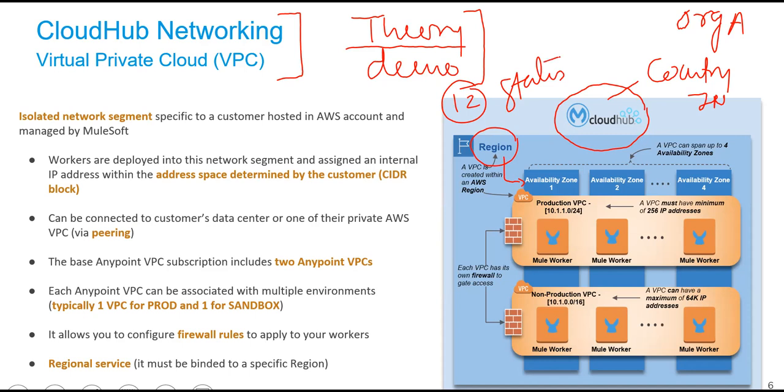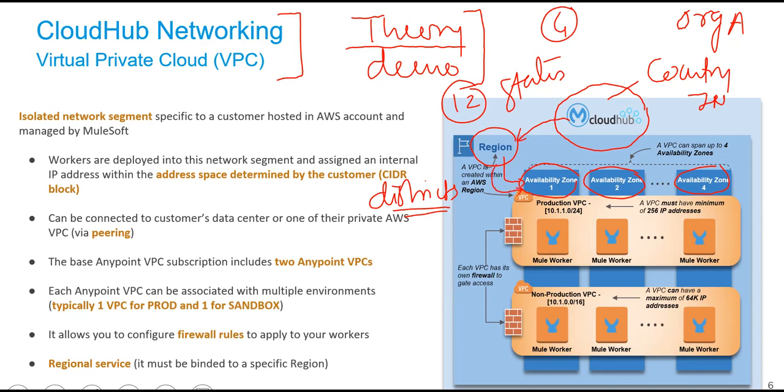Then under each region, we have availability zones. We call them AZs, availability zones. Based on the region, this availability will change. So at most, we can have four availability zones. And these availability zones are like the districts, districts under states. So the hierarchy will be CloudHub, then regions, then availability zones.